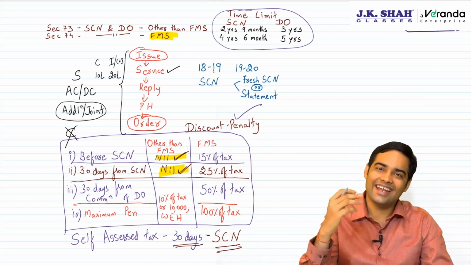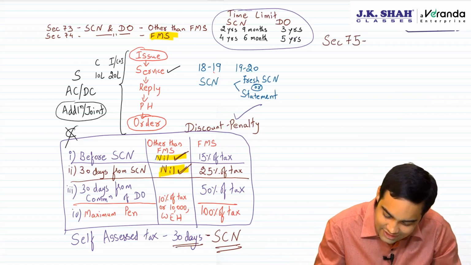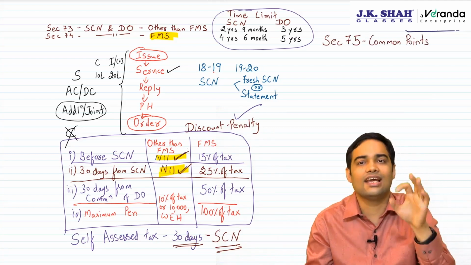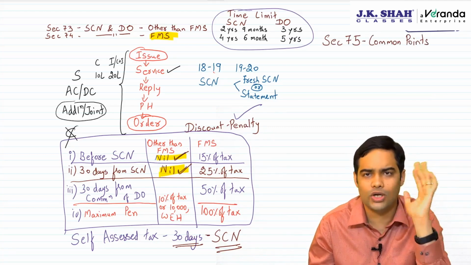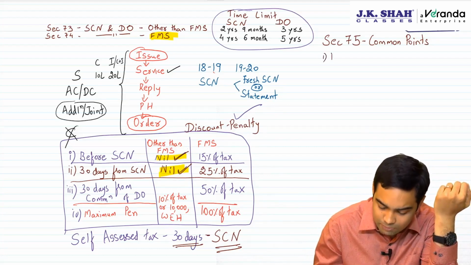Okay. Now talking about section 75. See, what does section 75 deal with? It deals with common points which are applicable for both section 73 as well as section 74. Common points. What is the first common point? First common point relates to prosecution.